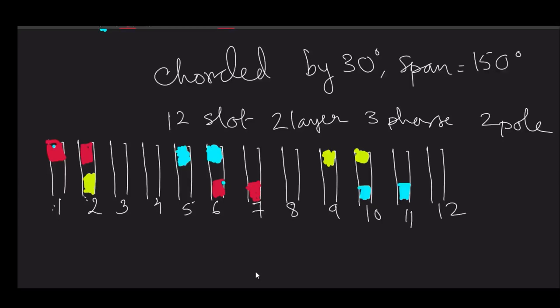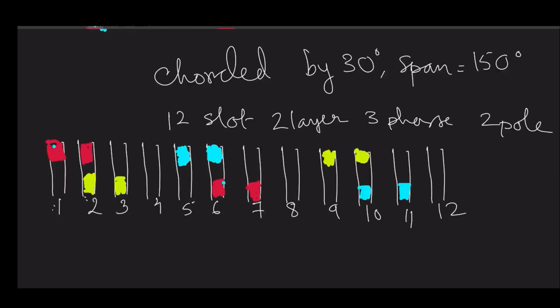Do not worry, there is an insulation layer between two adjacent layers, so no short circuit or anything will happen to your winding. Now for 10, it will be 10 plus 5, 15, that is 3. So this is one set of layer. Now what about the other set?